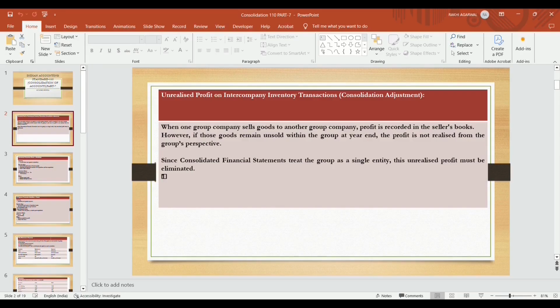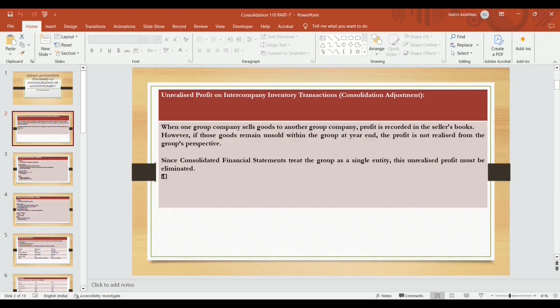So when one group company sells goods to another group company, profit is recorded in the seller's books. Suppose A Limited sells goods to B Limited. A Limited is a holding company, B Limited is a subsidiary. If one company sells goods to another company, in that case profit is recorded by A Limited. So profit is recorded in the seller's books.